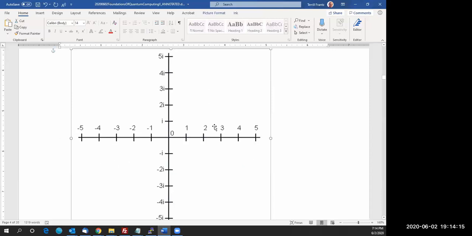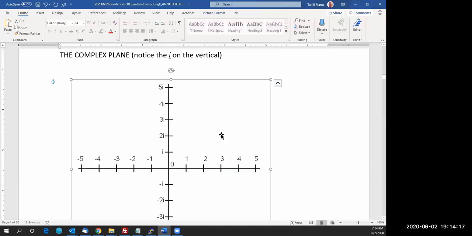Okay, so if I had the number 2 plus 2i, graphically it would be a point right here. If I had a number 2 plus 3i, graphically it would be at 2 and then 3i, so it would be here.